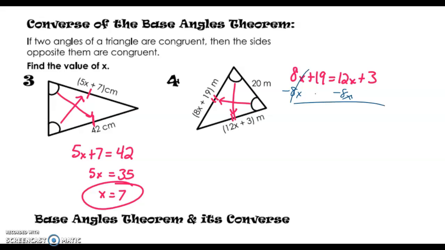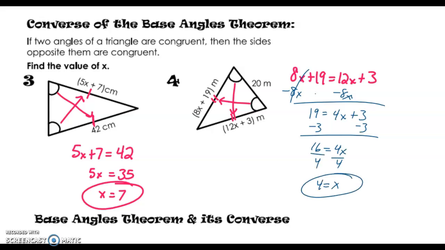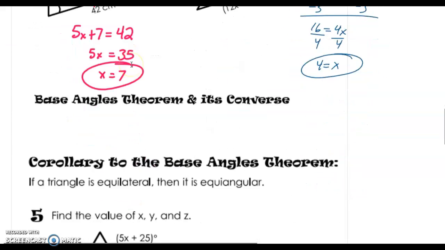So I'm going to subtract the 8x. 19 equals 4x plus 3. I'm going to subtract the 3. 16 equals 4x. And divide by 4. So you get 4 equals x, or x equals 4. All right, so the setup is the geometry portion. That's using your knowledge of the base angles theorem and the converse of the base angles theorem. After the setup, it turns into just an algebra problem that you already know.